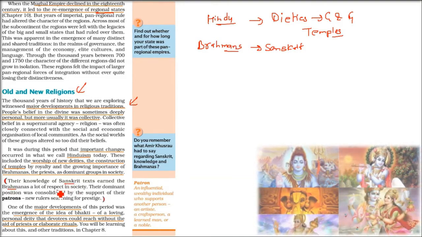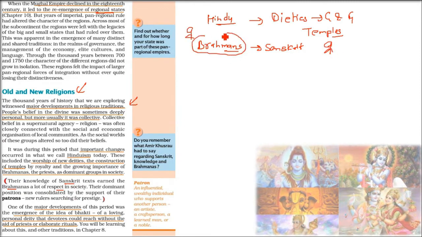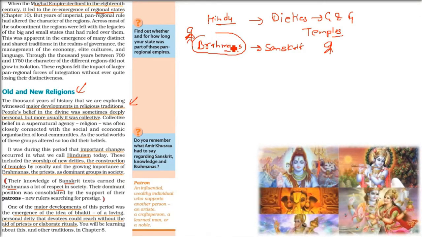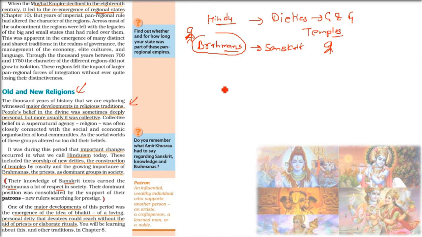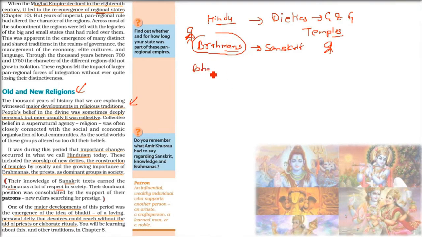That is why Brahmins were respected in this society at this era. And big rulers also, because it involves religion. And when religion is involved, everyone gets emotional. So the rulers were also taking care of or protecting the Brahmins. So one more thing came, bhakti.